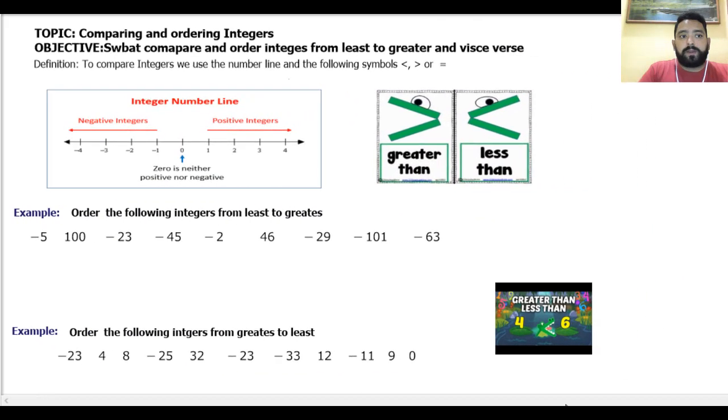Welcome to the new math topic. Today I will explain comparing and ordering integers. The objective for this day is to compare and order the integers from greatest to least and least to greatest.